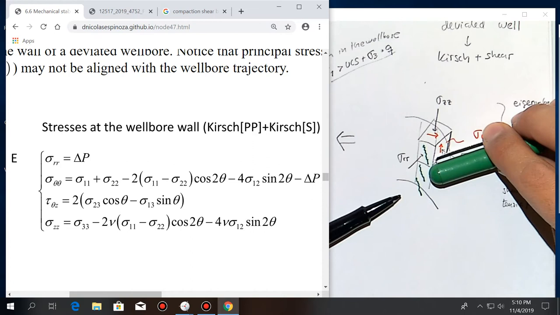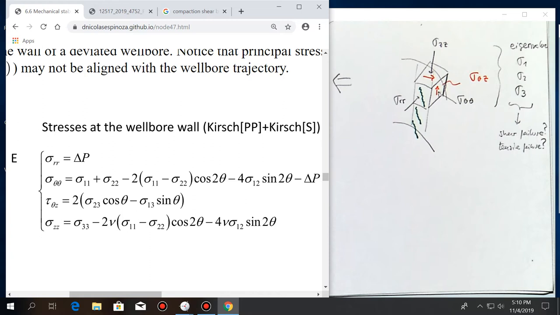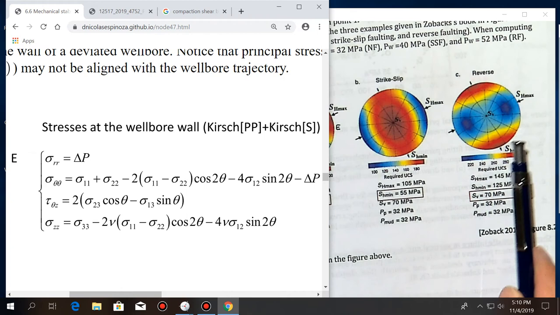Okay. But probably I didn't tell you exactly how to get there. This is kind of the final thing that you have to do. And also you have to check for failure around the wellbore. But if I were to do that, this is what I would do, the workflow. You need to compute this surface for all azimuths, for all deviations, right?